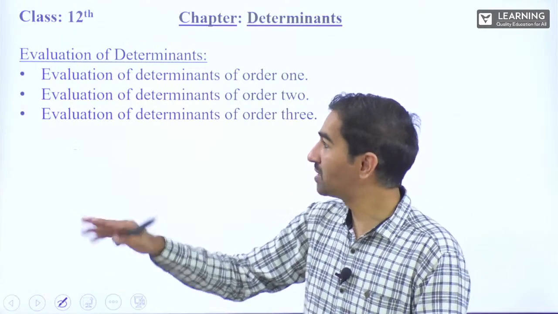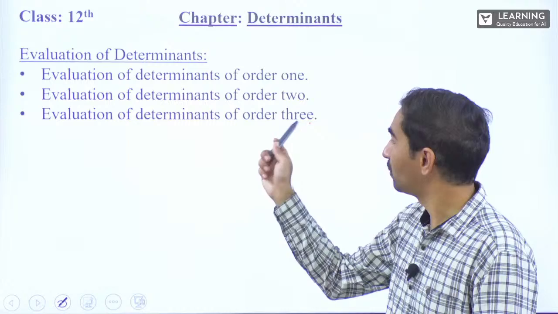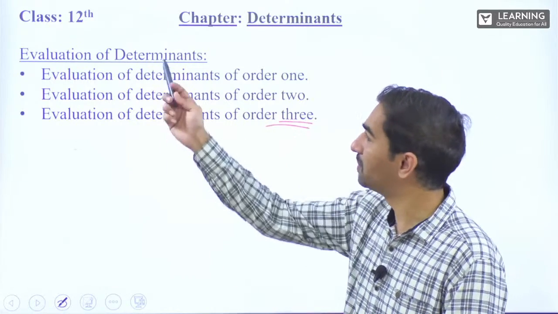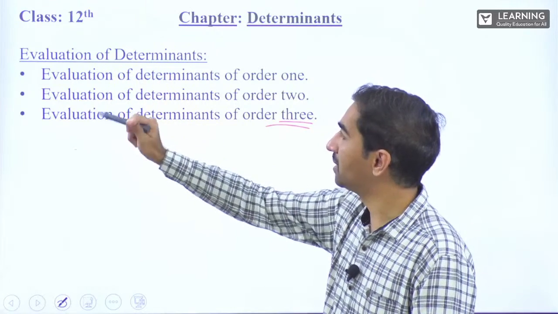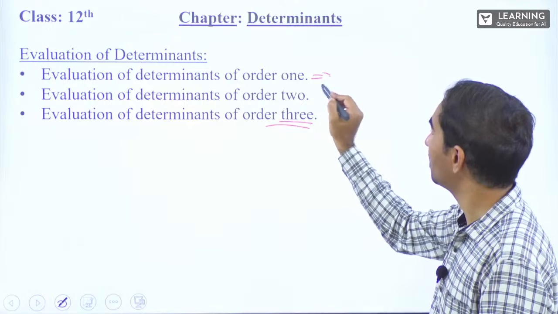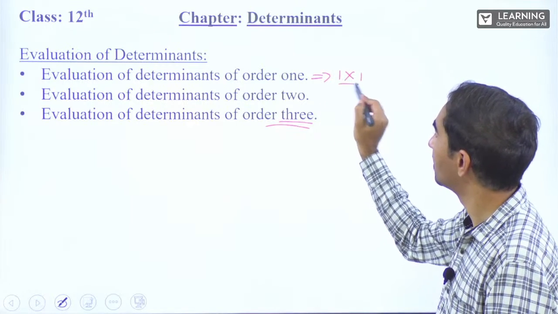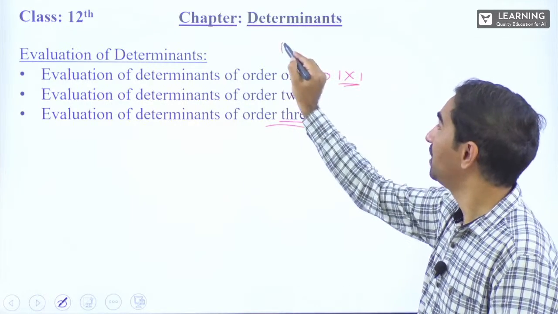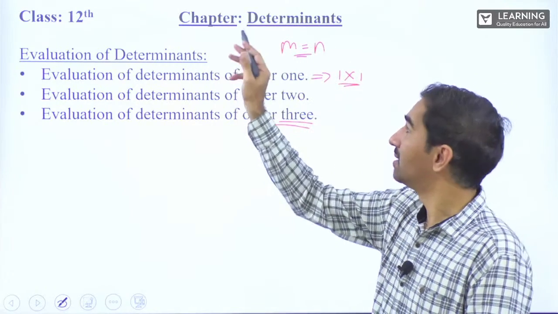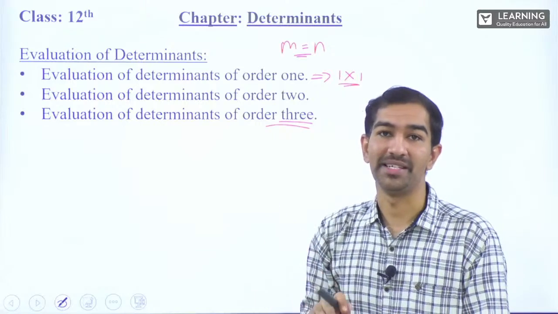Okay, so for your class 12 syllabus, we are only restricting it to order 3. We'll begin from the beginning: evaluation of determinants. Evaluation of determinants of order 1 means what? Here the order is 1 cross 1, a square matrix, right? M should be equal to n, students. Determinants are only applicable to a square matrix. Understand?